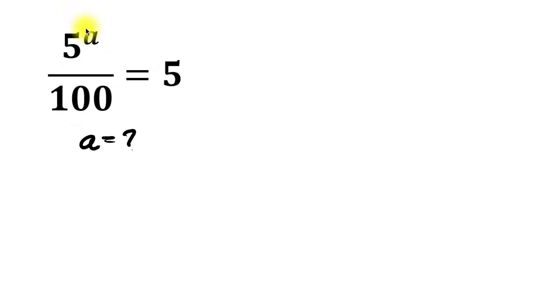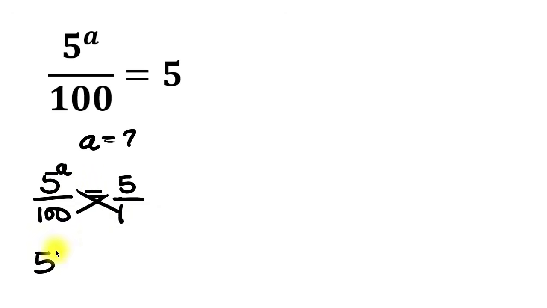Now notice that the left-hand side is a fraction, so we have to make the right-hand side a fraction as well. So we have 5 to the power of a all over 100 on the left-hand side. This is equal to, making 5 a fraction means writing it as 5 all over 1. Good. Now let's cross multiply. So we have 5 to the power of a times 1. That will be 5 to the power of a. This is equal to 100 times 5.